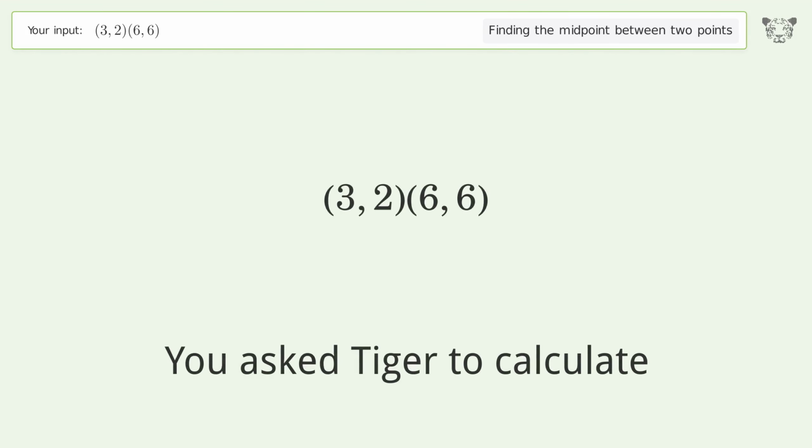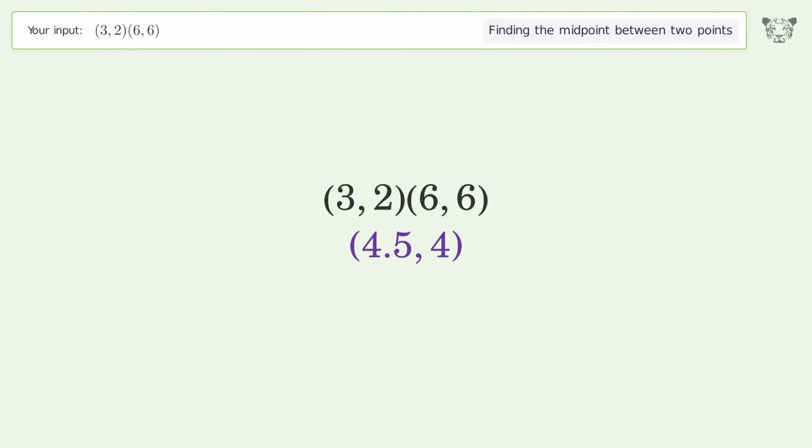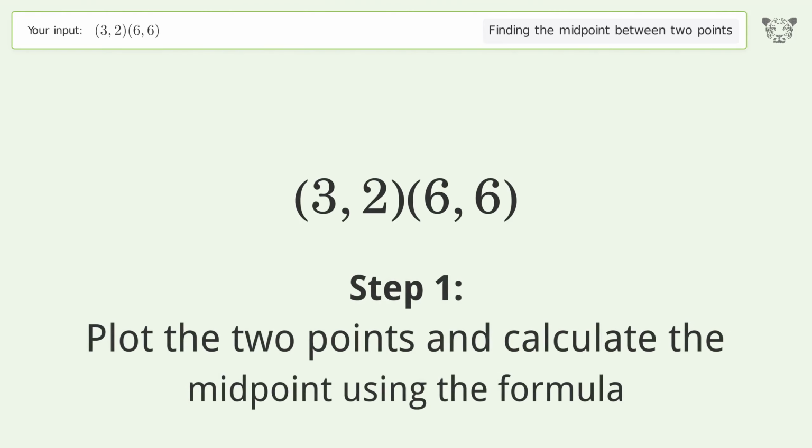You ask Tiger to calculate. This deals with finding the midpoint between 2 points. The midpoint between the 2 points is (4, 5). Let's solve it step by step. Plot the 2 points and calculate the midpoint using the formula.